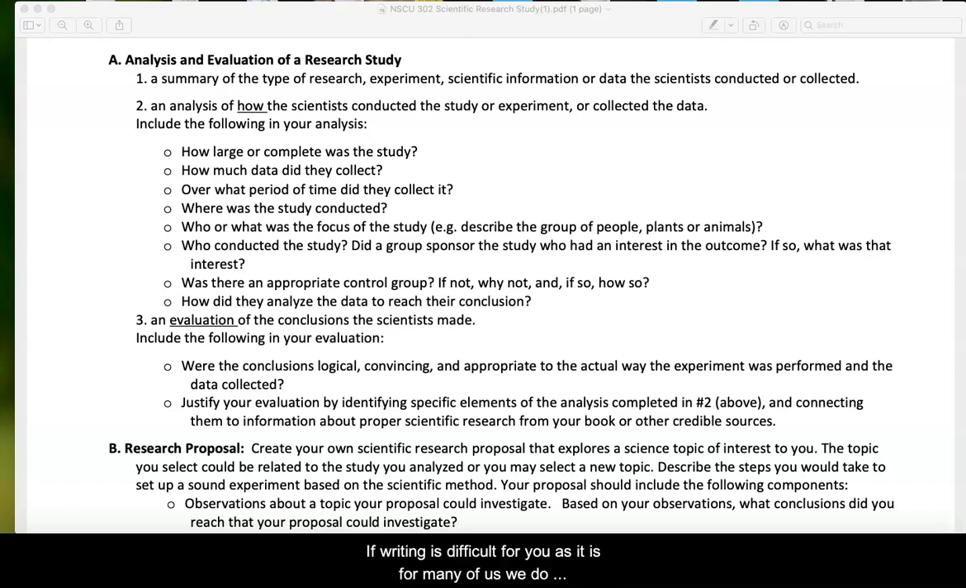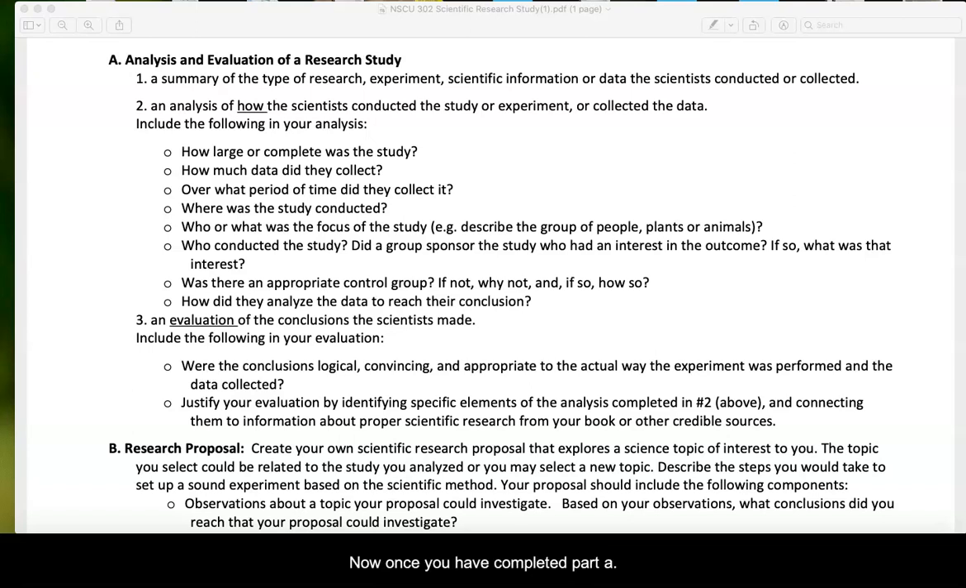If writing is difficult for you, as it is for many of us, we do have a writing center through Brandman University. So if you're starting to think about this project and you're not feeling very confident in your ability to write a 4 to 5 page paper, please make an appointment with them as soon as possible so you have plenty of time to work with them.